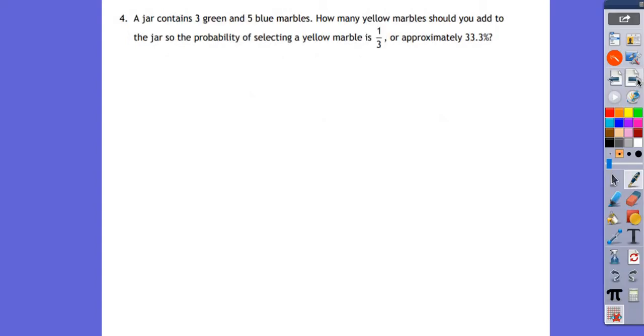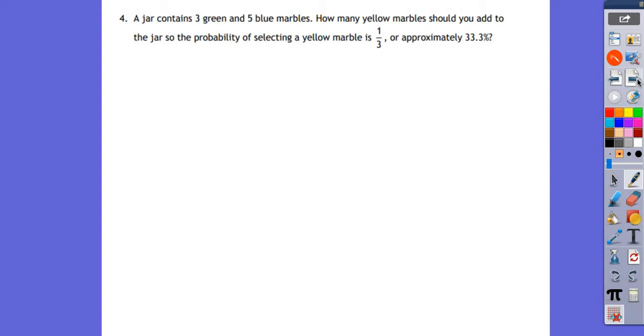Okay. Number 4. Imagine I have another jar of marbles. 3 of them are green, 5 of them are blue. How many total marbles are in the container? 8 marbles. We want to add some yellow marbles in. And we want the probability of yellow to be 1/3 or 33%.